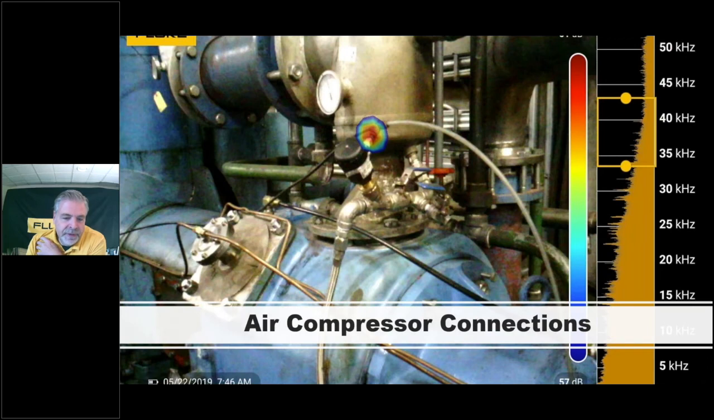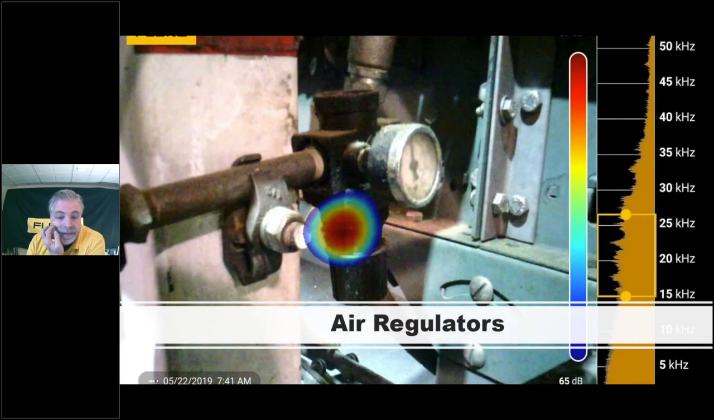At the same location, we were able to see leaks at a compressor connection. Air regulators are another good example. All these little leaks add up.